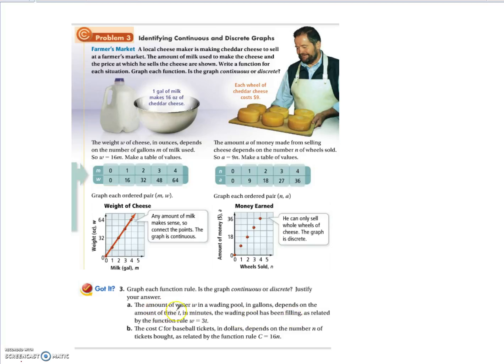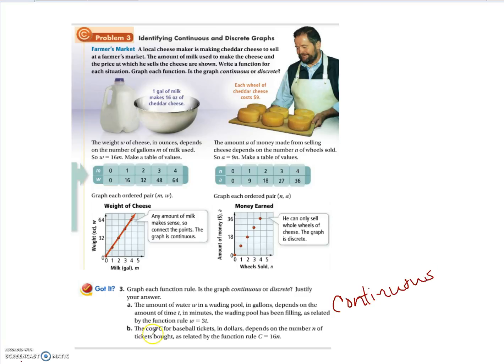The amount of water in a wading pool in gallons depends on the amount of time in minutes the wading pool has been filling. As a related function, the rule is W equals 3T. So we have to think, is that continuous or is that discrete? Which means, am I going to stop it at exactly 1 gallon? Exactly 3 gallons? Probably not. So this would be a continuous example.